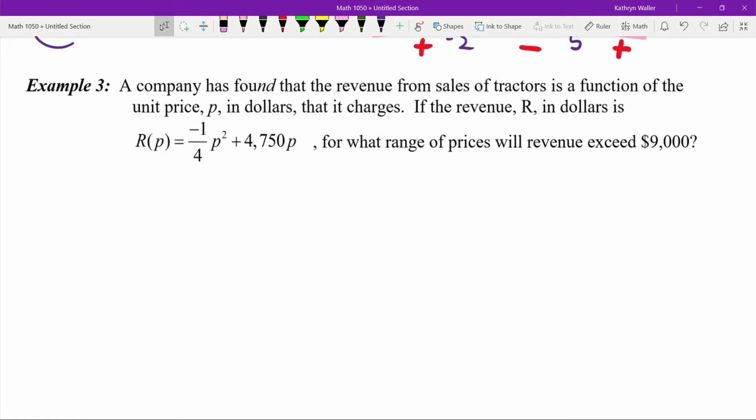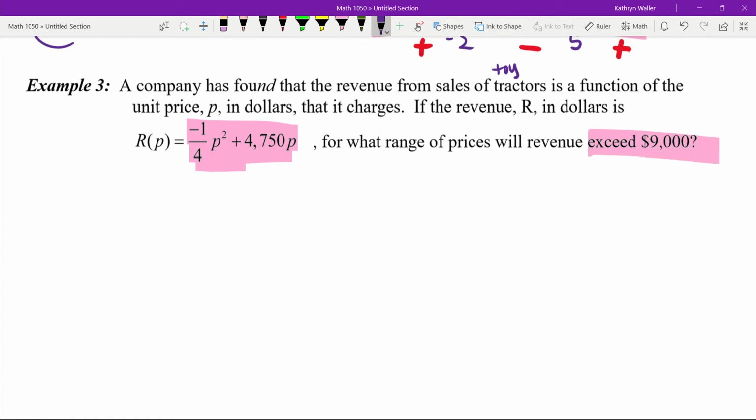Okay, question 3. A company has found that the revenue from the sales of, I want you to add in the word toy tractors, is a function of the unit price in dollars that it charges. If the revenue in dollars is this, for what range of prices will the revenue exceed 9,000? So they want to know when this revenue is going to exceed 9,000.